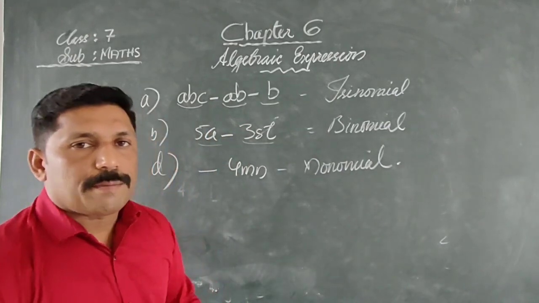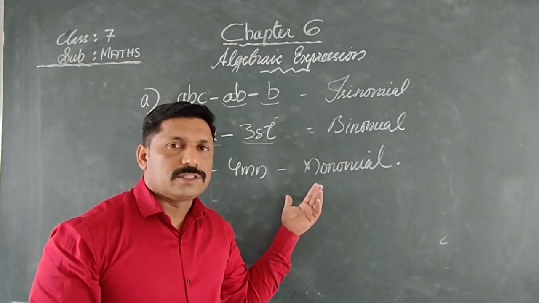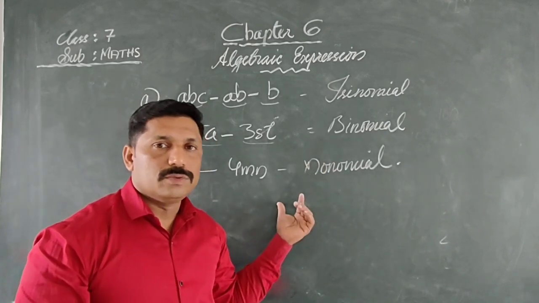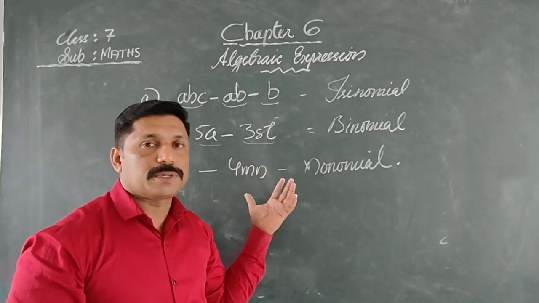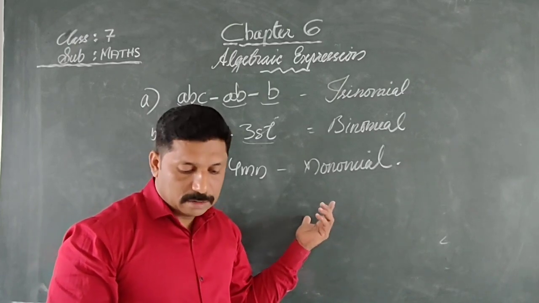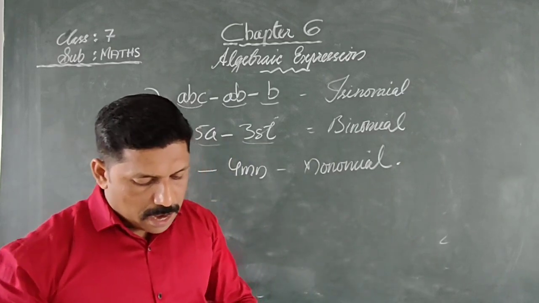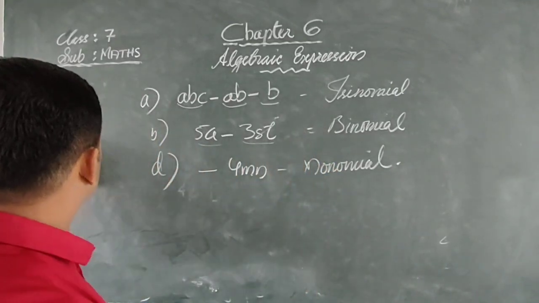So according to the number of terms, we can classify these expressions into different types, so that you can do by yourselves. Classify according to the number of terms. Classify this expression as monomial, binomial, or trinomial. That remaining question you can do by yourself. Then next question: identify the term containing x and give the coefficient.